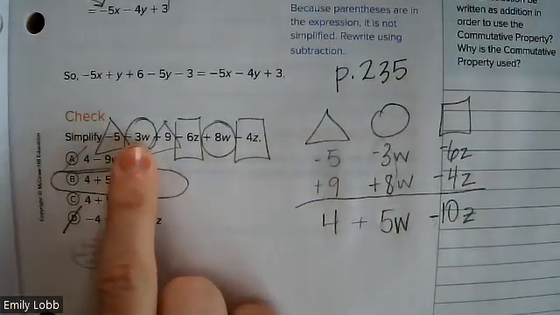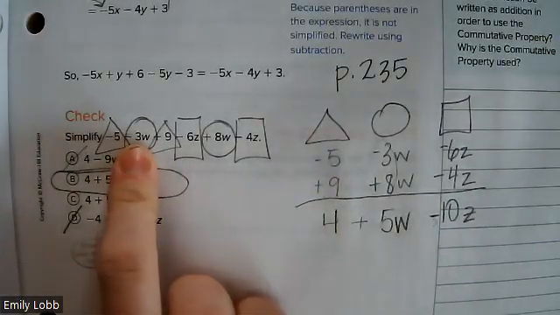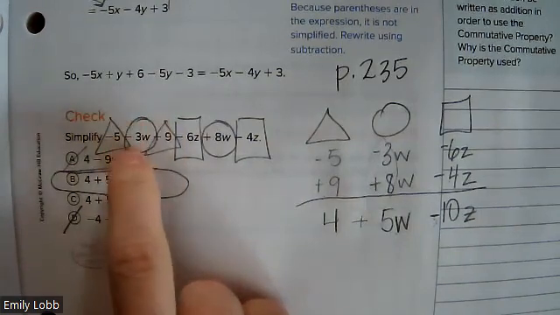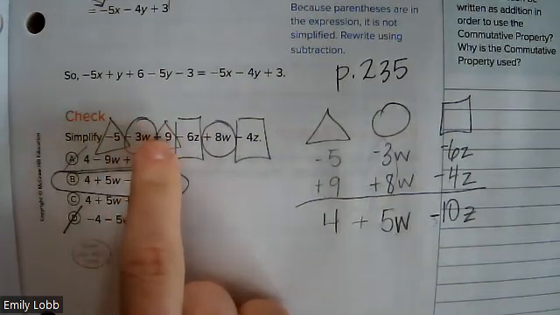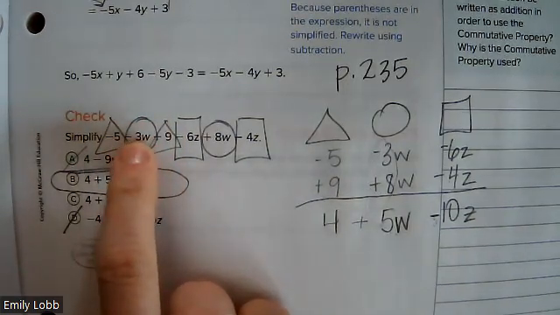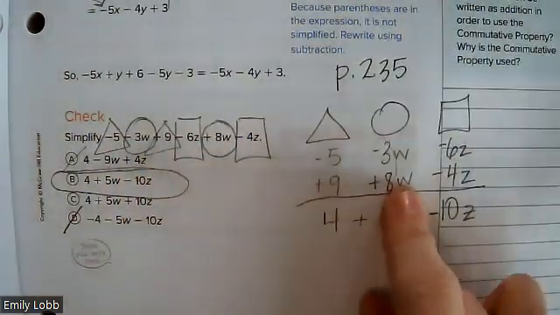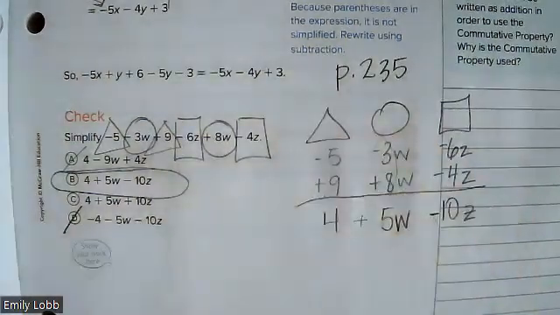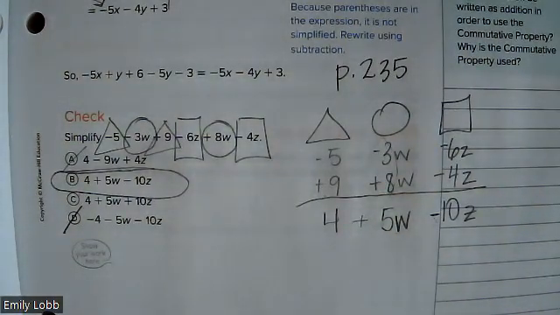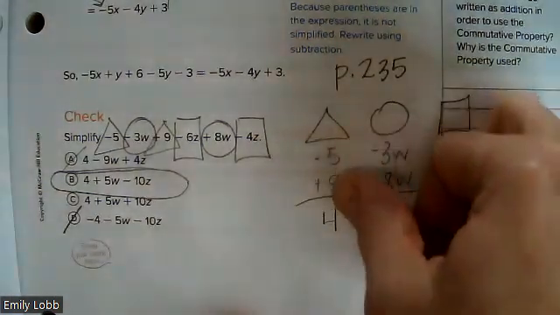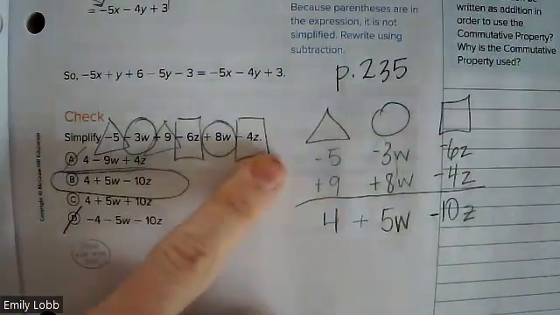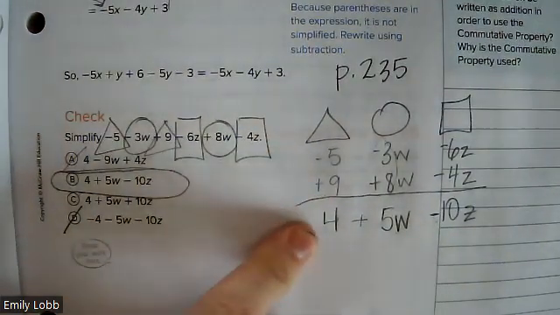And then we went to our next term that was different, which was a -3w. It has a w in it, so we're looking for something else with a w in it. And so our circles were our w to the first power terms. And then we had a z term as well. Then we combined our like terms. So we said that -5 plus 9 was 4.